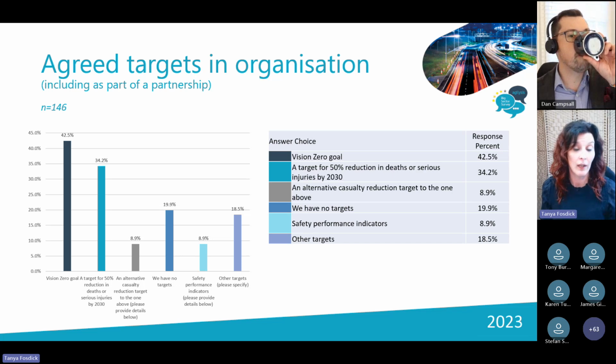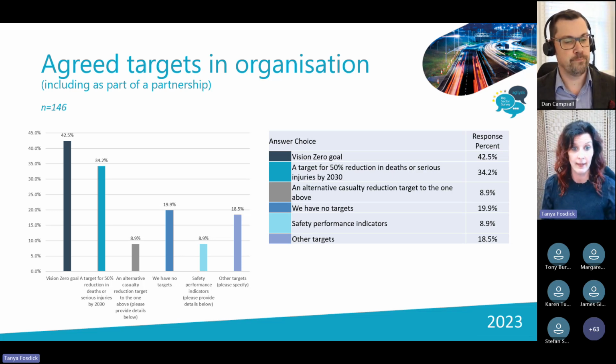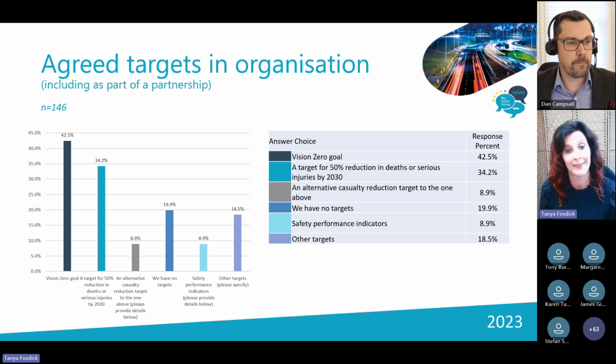So that's a good thing. We have got some consistency there. So where people have got targets, and obviously you can have a Vision Zero target, and you can also have the 50% by 2030, which is why these numbers don't add up to 100. But 20% don't have targets.